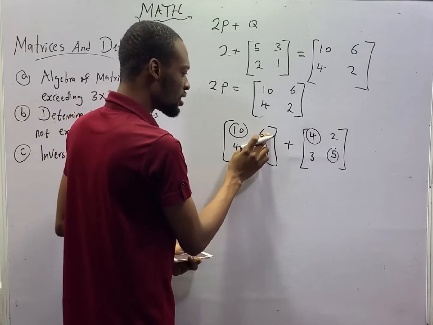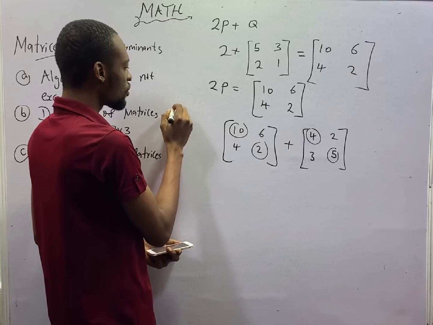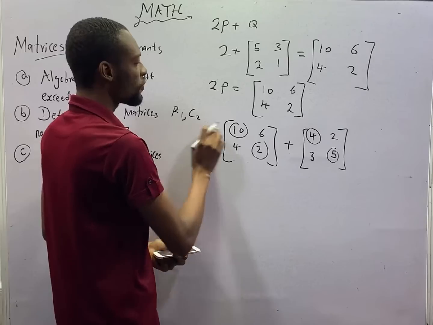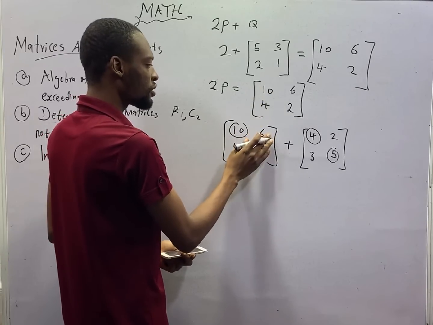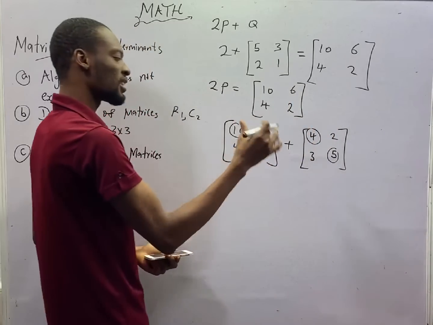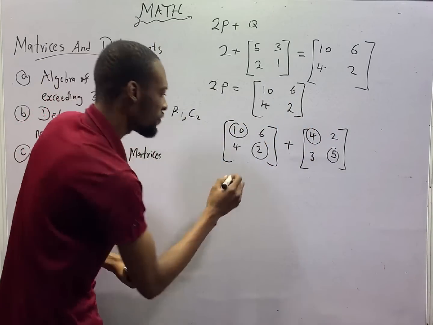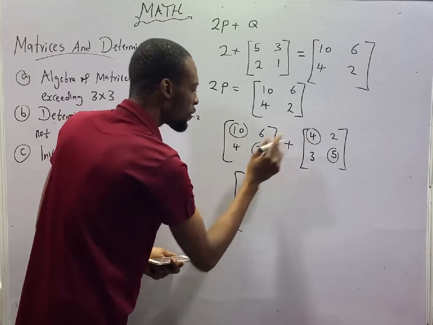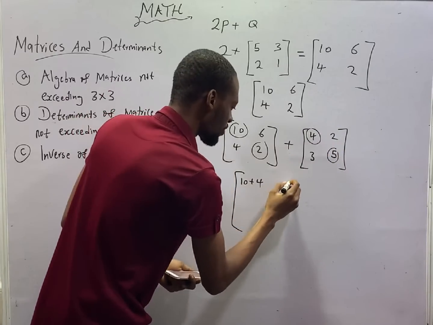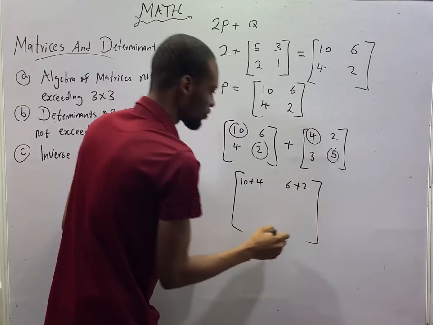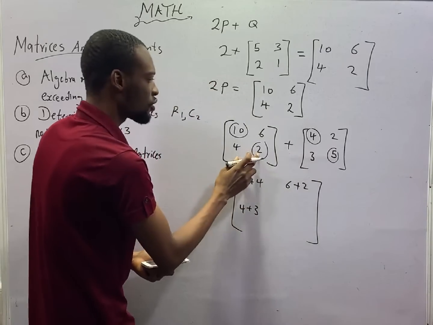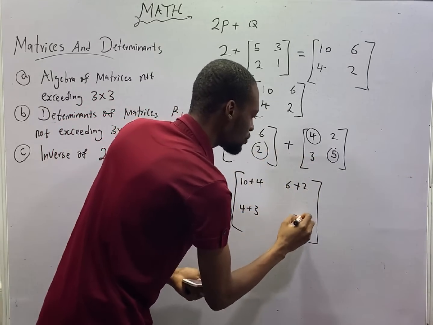What is the position of 6? 6 is in row 1, column 2. The first row, the second column, that is the position of 6. 2 is also in the first row and second column. The ones that are similar, you add them. We therefore say 10 plus 4, 6 plus 2, 4 plus 3, 2 plus 5.